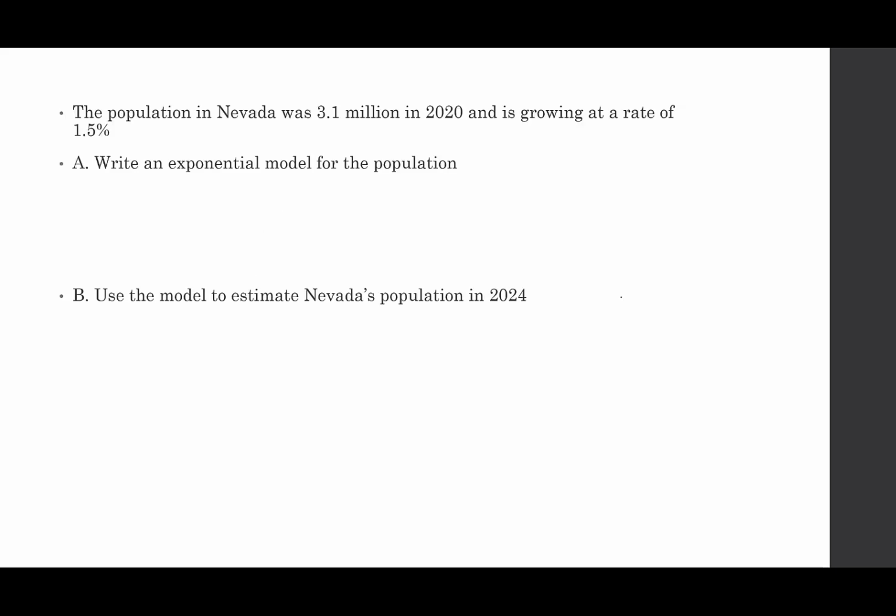The population in Nevada was 3.1 million in 2020 and is growing at a rate of 1.5%. Let's write an equation for the population, and then we're going to use that to model the population in 2024. So to start with, we're going to write y is equal to 3.1. I'm not going to write all the zeros after it. We're just going to know whatever answer we get out will be in millions. And then this is a growth rate, so I have 1 plus 0.015, so this is times 1.015. And again, I'll do t for time.